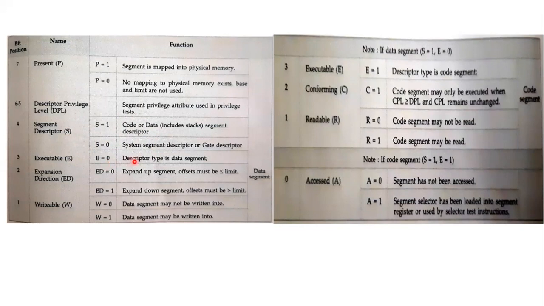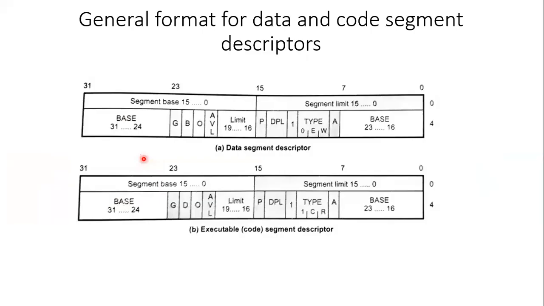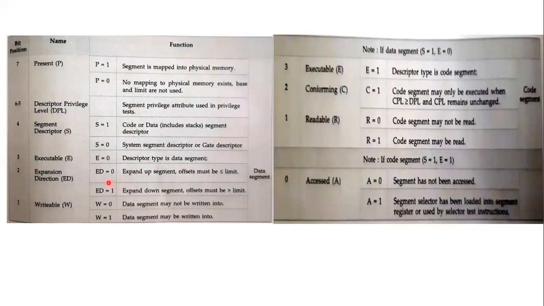Then is executable, E. If E is 0, the descriptor type is the data segment. And the expansion direction is ED. If E is 0, meaning not executable, the descriptor type is data segment. It is mentioned in this diagram. See, it is mentioned over here. When your E is 0, it is the data segment. And when your ED is 0, the expansion direction is 0, expand up: the segment offset must be less than or equal to the limit. That means you are talking about the data segment.